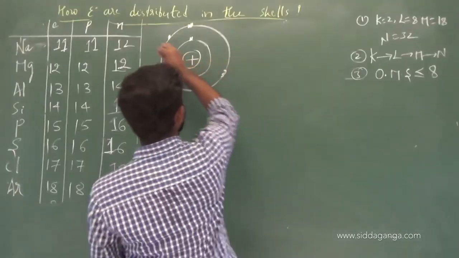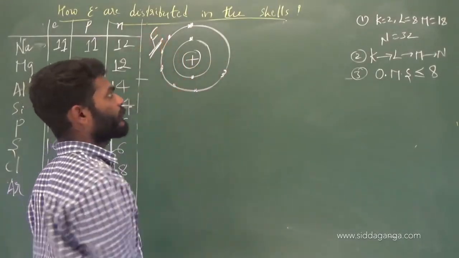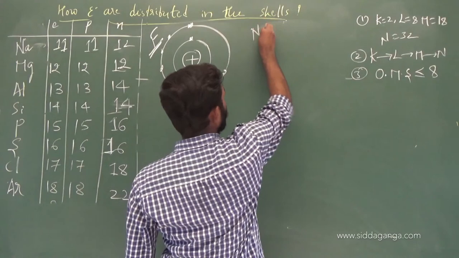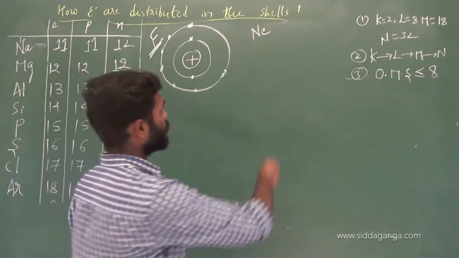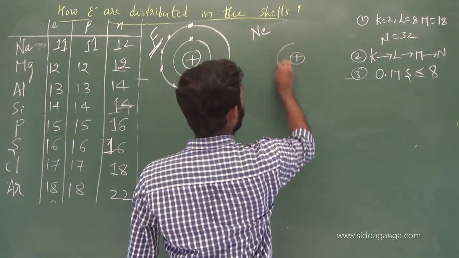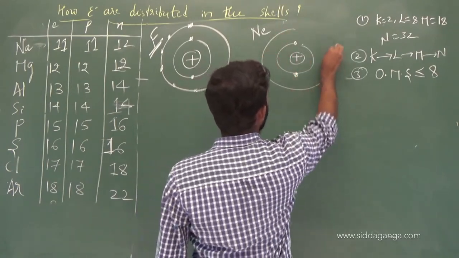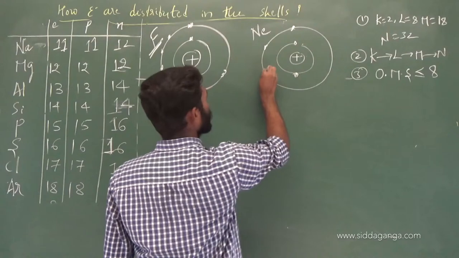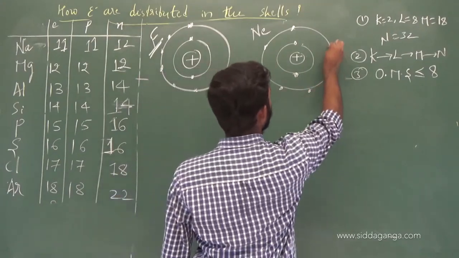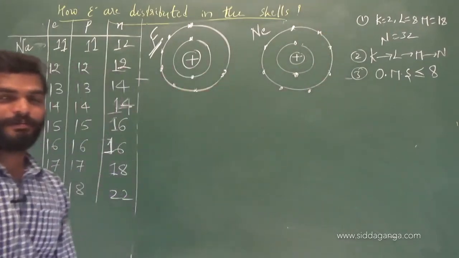Now, this is for fluorine. Neon, 10 electrons are there. Nucleus, 2 in the first, 8 in the second: 3, 4, 5, 6, 7, 8 in the second shell.